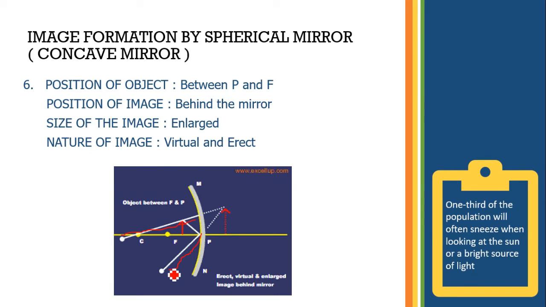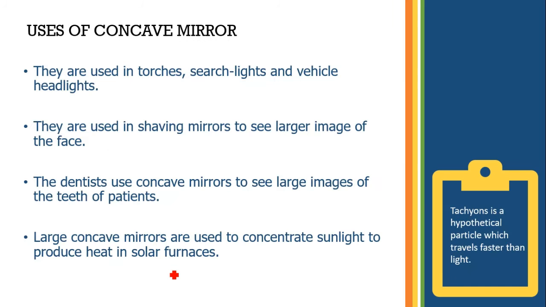If the image formation is on the right hand side, the image is always virtual and erect. Erect means straight. Understood? It will not be inverted. And the size of the image will be enlarged, meaning it will be more than the object. So now we will see uses of concave mirror.